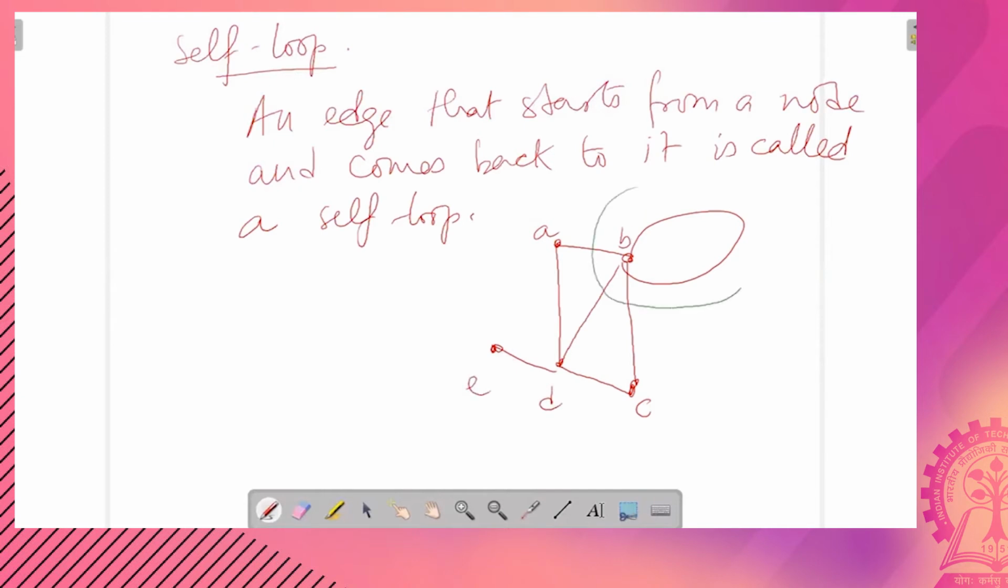So here, this particular edge is a self loop. In terms of notations, we will describe this edge as BB. That is, the start and the end point of the edge is the same vertex B.